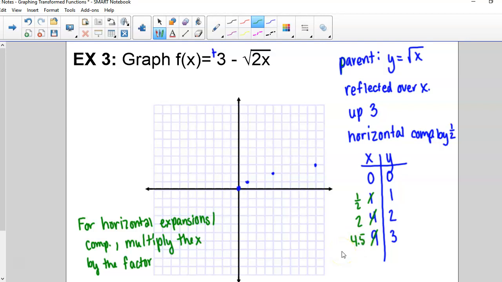Okay. So if we graph these points, 0, 0 stays right where it's at, but 1/2, 1 would be about right here. Estimate a little bit. Notice how it's squishing in closer to that y-axis. Then 4, 2, it's going to become 2, 2. So this point right here squishes in. And then 9, 3, it becomes 4.5, 3. So you can see how it squishes in there. Okay, so that takes care of our horizontal compression. Still not done though, because we've got other things to do on this.